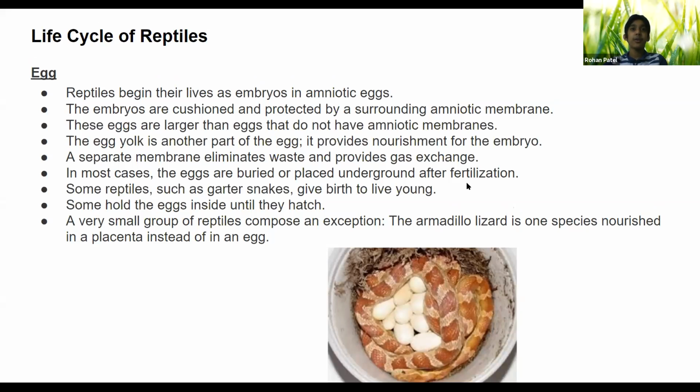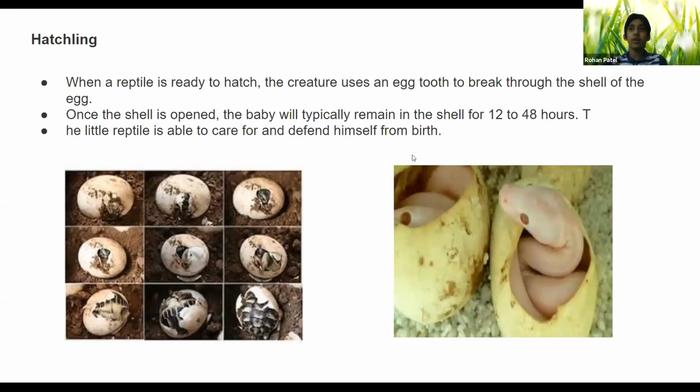So what about the hatching? When a reptile is ready to hatch, the creature uses an egg tooth to break through the shell of the egg. Once the shell is open, the baby will typically remain in the shell for 12 to 14 hours. The little reptile is able to care for and defend itself from birth.